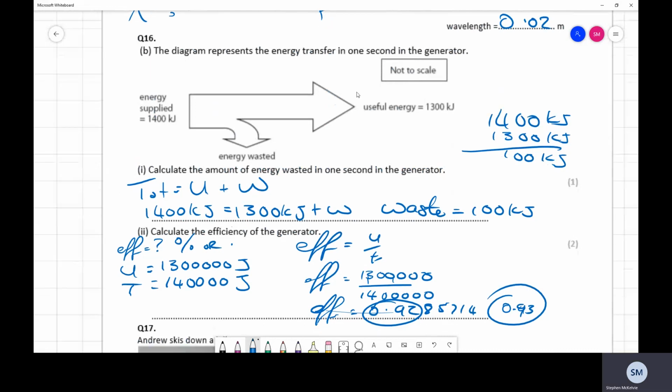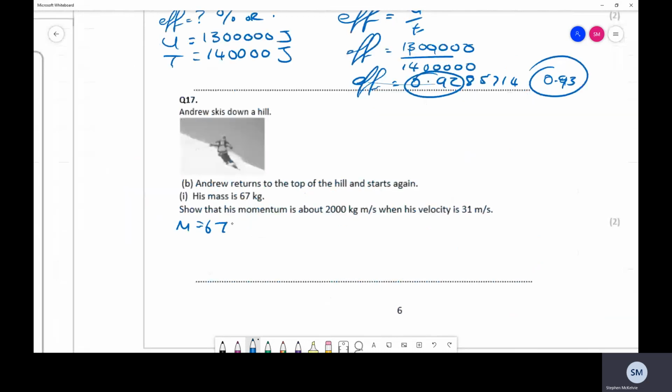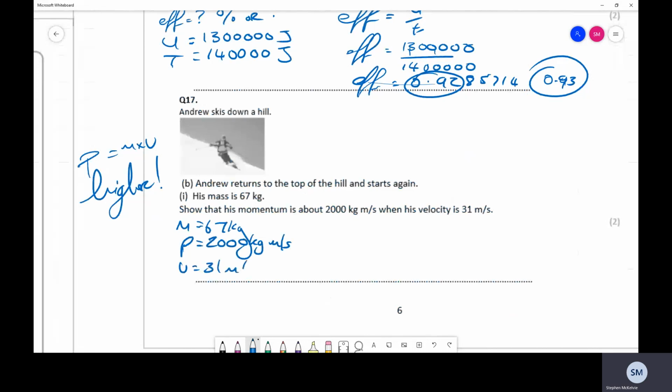Andrew skis down a hill. Go, Andrew. Andrew returns to the top of the hill and starts again. His mass is 67 kilograms. Now, again, this is higher tier, so please just be aware of that. Momentum is equal to mass times velocity. Higher tier only, but I'll do it anyway, just because it's fun. Momentum is about 2,000 kilogram meters per second, and his velocity is 31 meters per second.